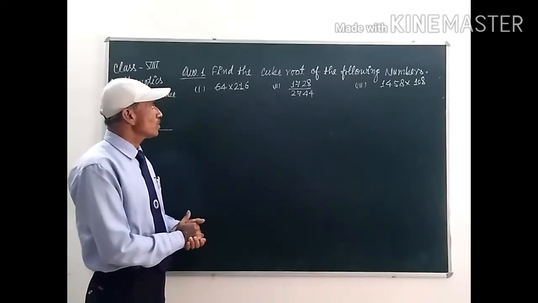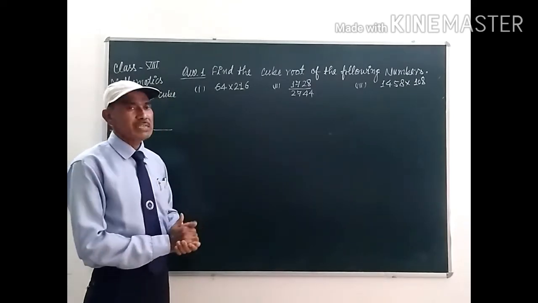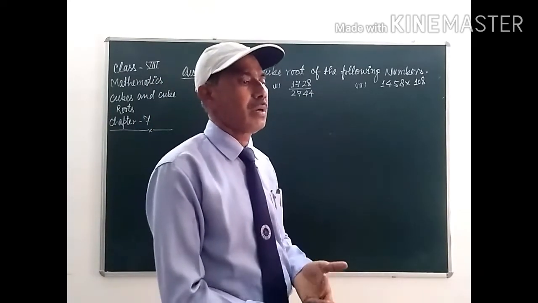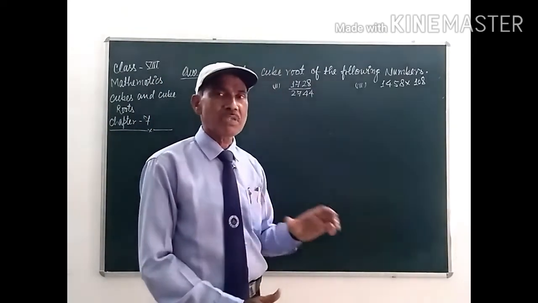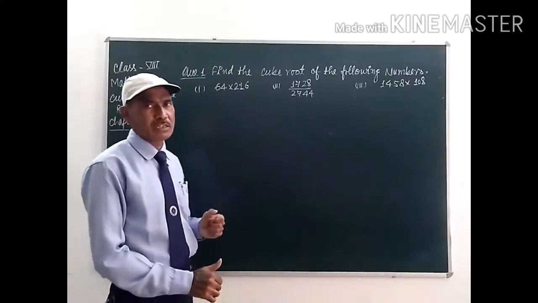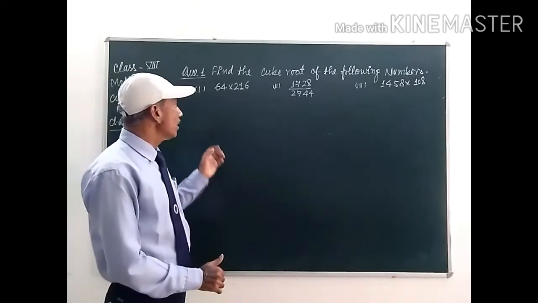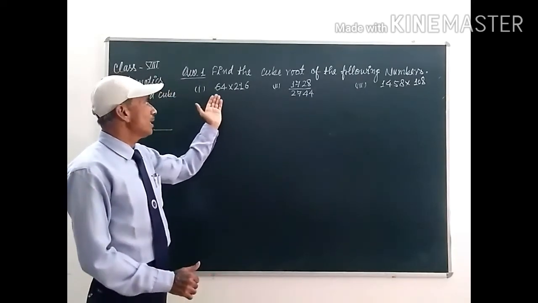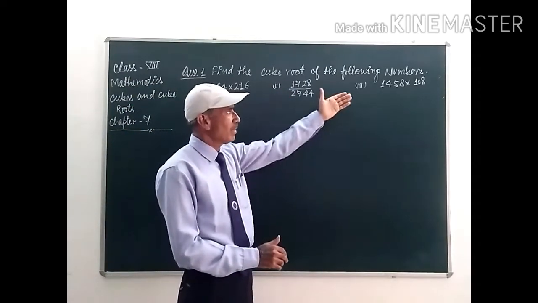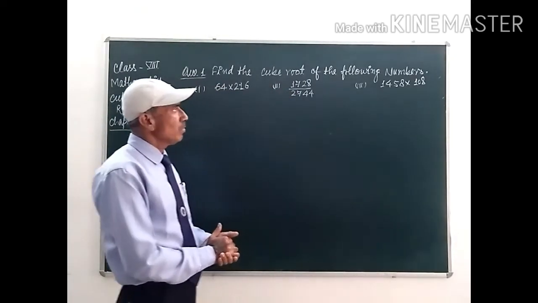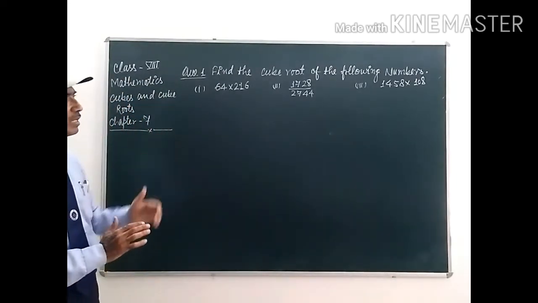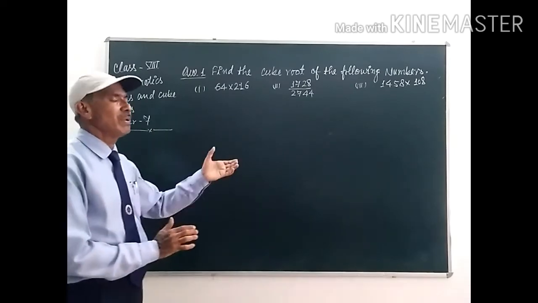Okay, students. In exercise 7.2, you have done simple, plain questions, only 5-digit or 6-digit numbers. But here we find the multiplication of the numbers. Here, division of the numbers, again multiplication of the numbers. So we have to find the cube roots of this type of questions. Then what will we do?